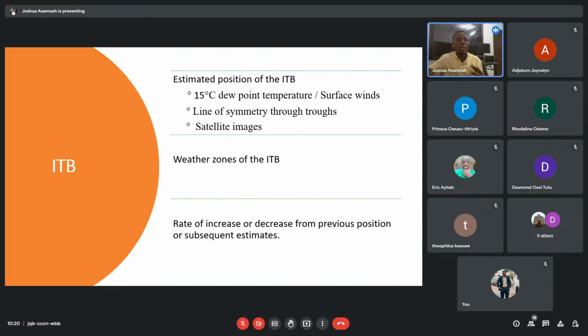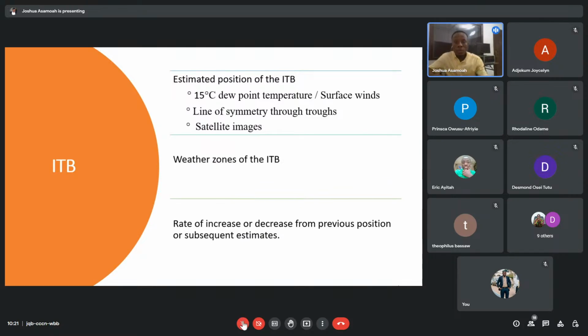But in the case where it is not in Ghana and you have to rely on other countries' data, most of the time the data will be missing, and so you'd have to make an estimation and assume that the 15-degree viewpoint will be somewhere in the country, which may not necessarily be the case. And so these are estimations, not the actual value of ITB, but at least it gives you an inference or idea of where the position will be.